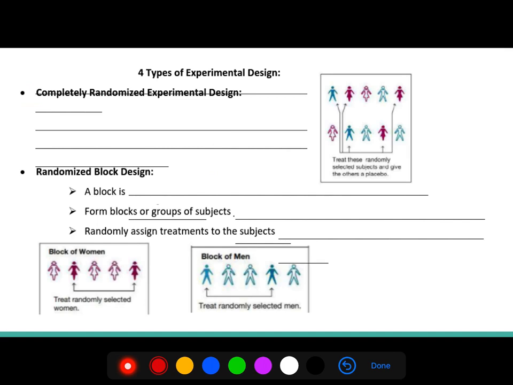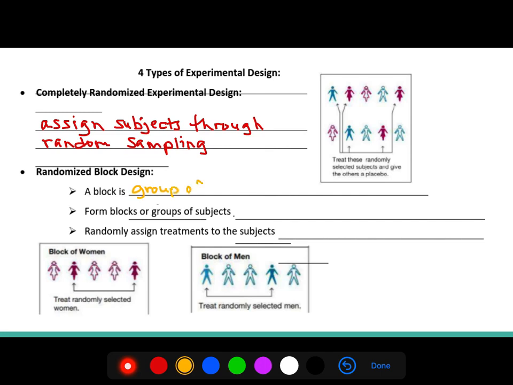All right, so talking about experiments, we have 4 types of experimental design, and they kind of go along with our sampling methods. So our first one is a completely randomized experimental design. That's where we assign you randomly. So assign subjects through random sampling. Like pulling names out of a hat or flipping a coin.